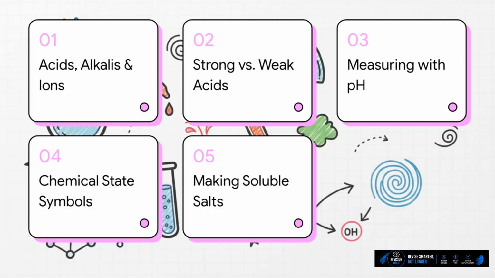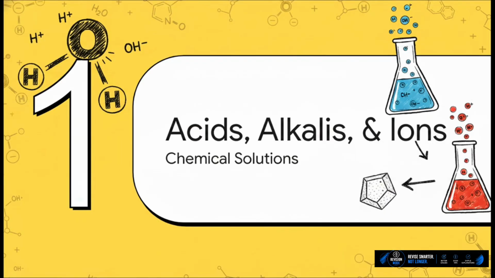Here's the roadmap for our explainer today. We'll be looking at acids, alkalis, and ions, strong versus weak acids, measuring with pH, chemical state symbols, and finally, making soluble salts.